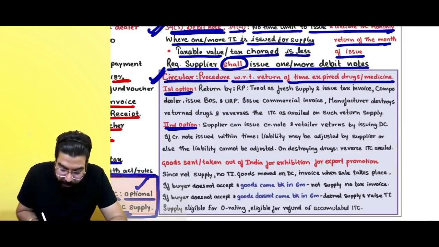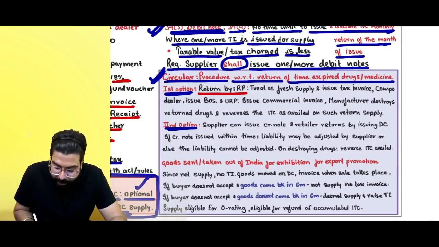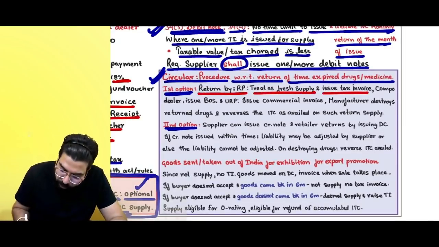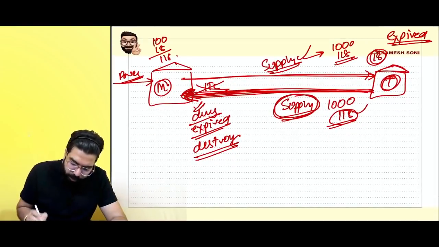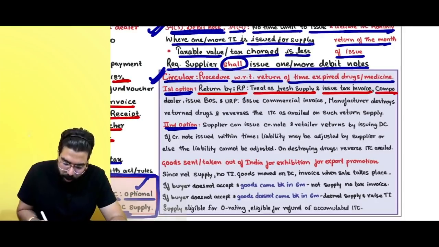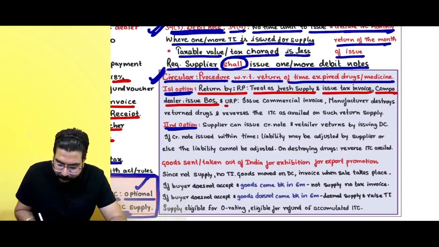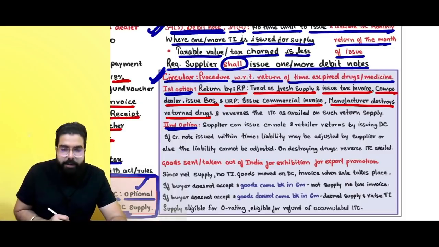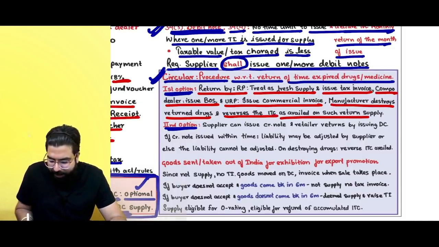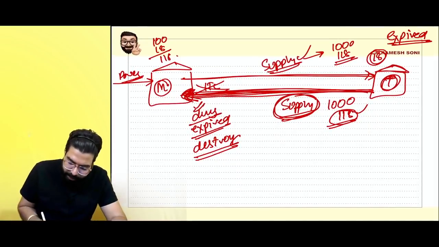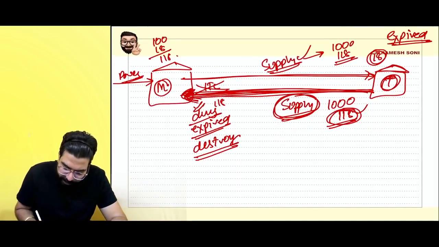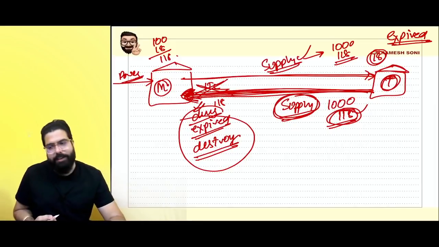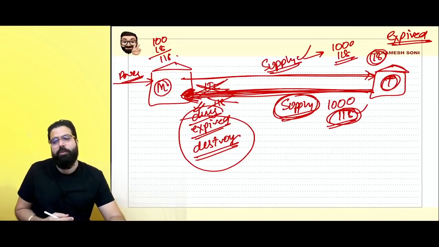See over here, returned by the registered person, treated as fresh supply, issue tax invoice. He will issue you a tax invoice. If he is a composition dealer, he will issue a bill of supply. Unregistered person issues a commercial invoice. Manufacturer will destroy the returned drugs, reverse the ITC as availed on such return supply. He will charge you the GST. You would have taken the ITC of this 118. When you destroy the drugs, destroy the ITC also. This 118 rupees has to be destroyed.